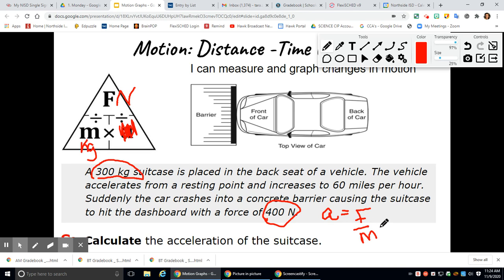So I would just simply plug in my numbers. The force is 400 newtons, and the mass of the suitcase is 300 kilograms. So I would just simply divide 400 divided by 300 to get my acceleration of the suitcase. Remember, acceleration is in meters per second squared, so you would want to have those proper units for acceleration.